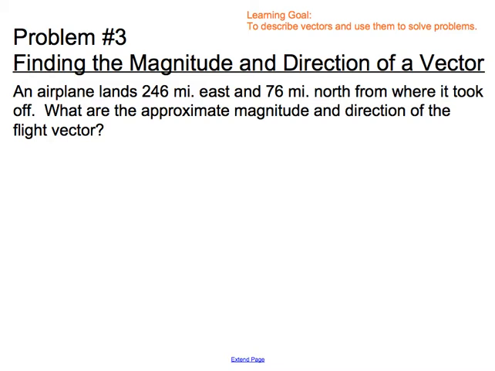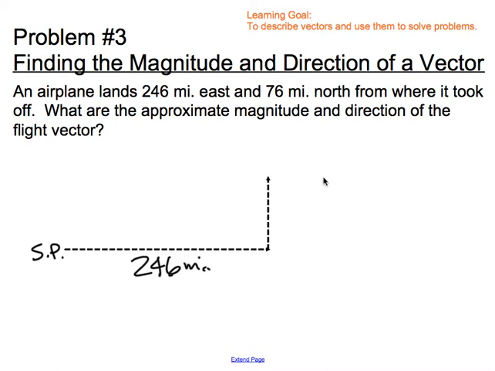So we start with an airplane, and it lands 246 miles east and 76 miles north from where it took off. So let's start with some kind of starting point. And from the starting point we go 246 miles east and 76 miles north. So this is the actual vector that we're looking at.